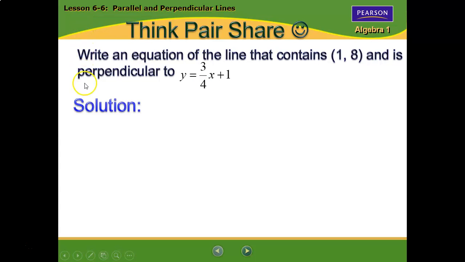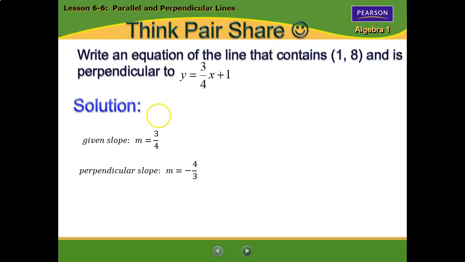But the directions here say to find the equation of a line that is perpendicular to the given line. So we need the negative reciprocal of this slope. Well, if the given slope is positive, we know our perpendicular slope is going to be negative. And if our given slope is 3/4, we have to write the reciprocal of 3/4, which is 4/3. So our given slope is 3/4, and the perpendicular slope is going to be -4/3.